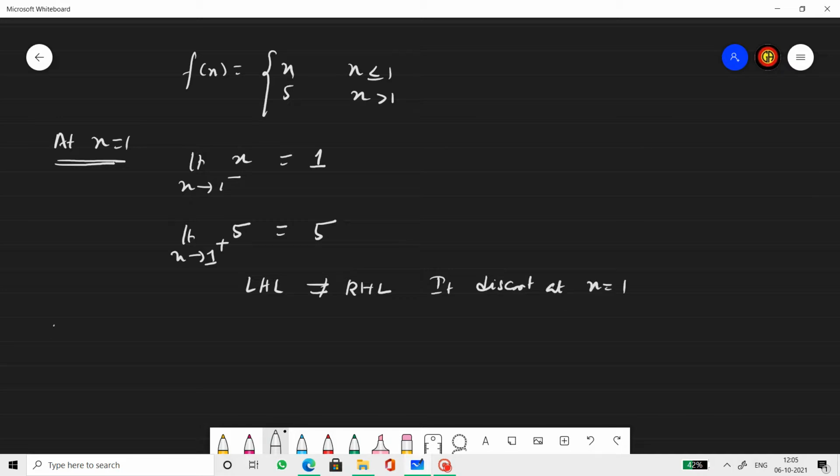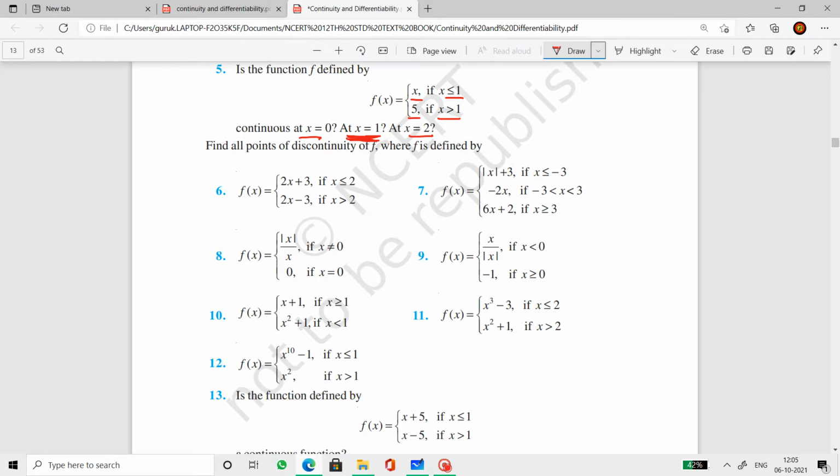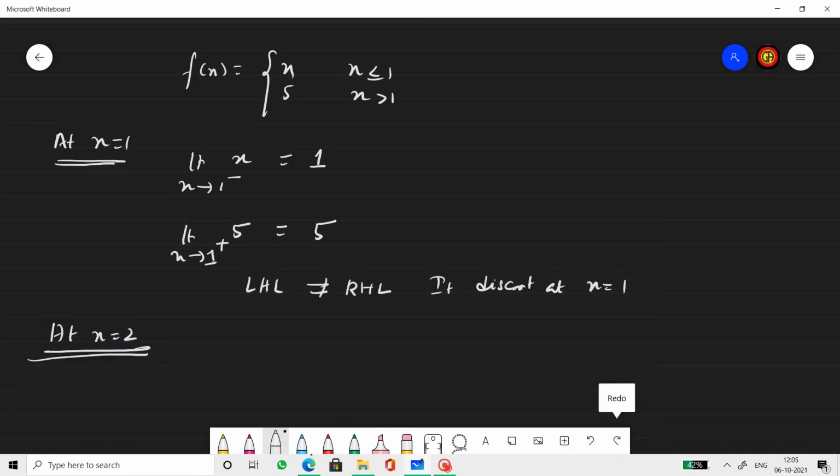Now, they want us to do it for 2 also, I think. Isn't it? Let me check once again. Yeah, they want us to do it for 0 and 2. I'm doing it for 2. Now, 2 is a number that comes after 1, isn't it? So this is where x is greater than 1, where the 2 lies. So the function at that point is 5, right? So at 2, I'm going to do only method 1. So no LHL RHL here.